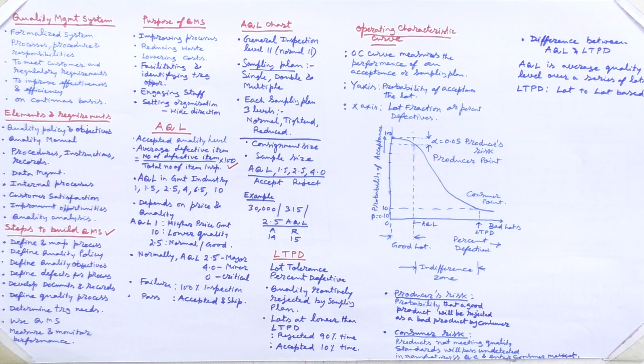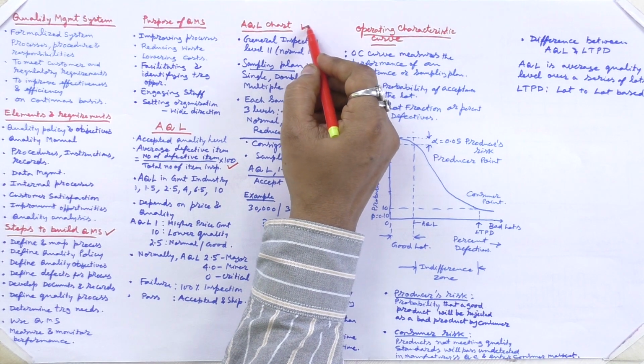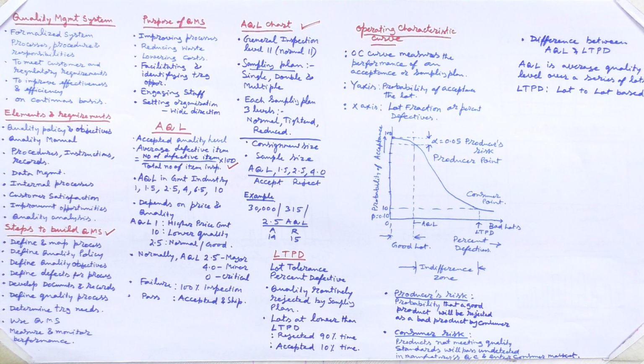Now, when you talk about the accepted quality level, how to achieve it? In order to achieve that, a particular chart is used, called the AQL chart. Normally, in the inspection of garments, we use general inspection level 2, or normal inspection level 2. In this, the sampling plan can be single, double, or multiple, and each sampling plan has 3 different levels. One is the normal level of inspection, the second is the tightened level of inspection, and the third is the reduced level of inspection.